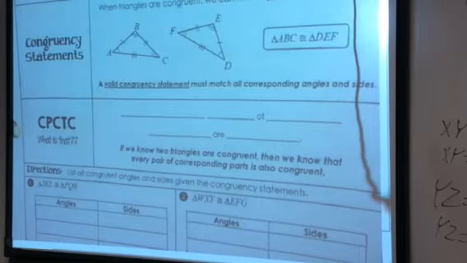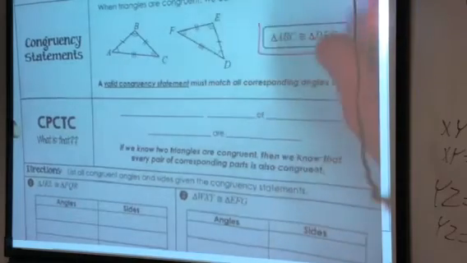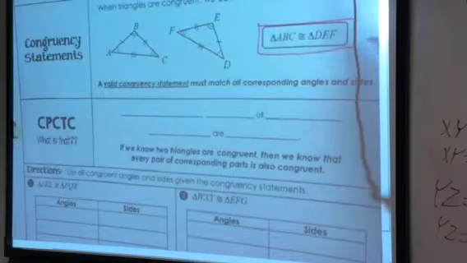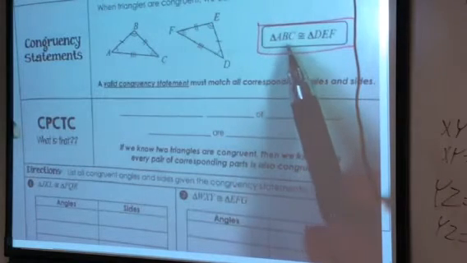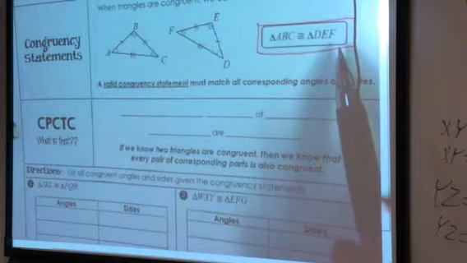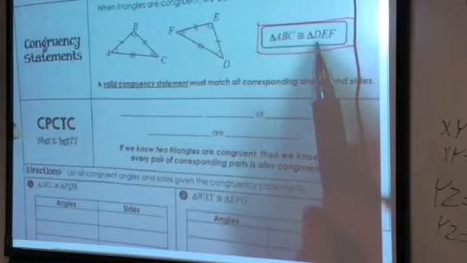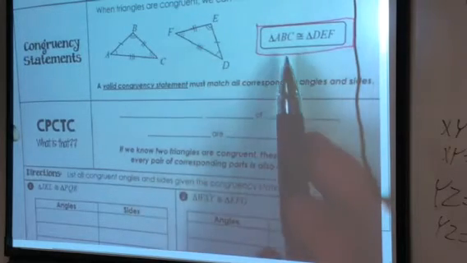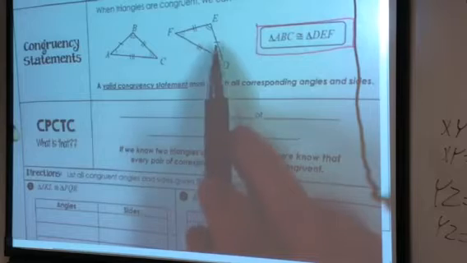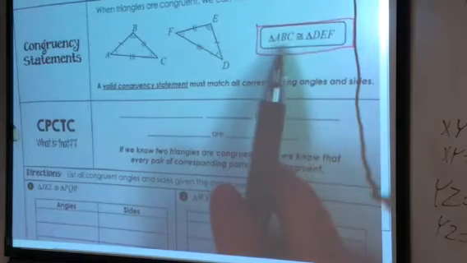Now, what is important about this is the way you write the congruency statement, or the way it is given to you, is the angles and the sides that are supposed to be congruent. So this is written as triangle ABC and triangle DEF, right? It's always the first letter of the first triangle equals the first letter of the second triangle. So A and D have to be congruent. B and E have to be congruent. And then C and F have to be congruent. So it has to be written in order.